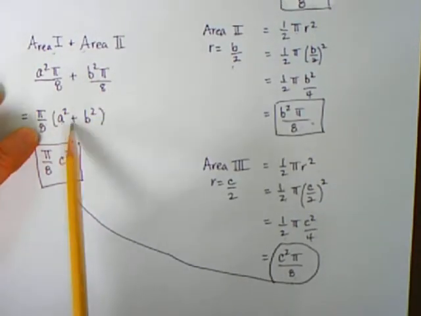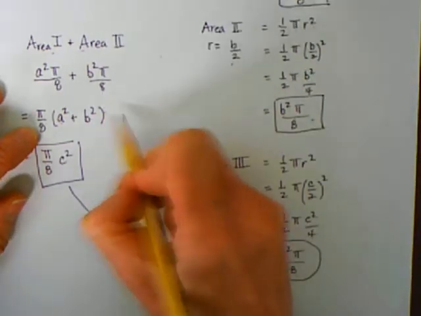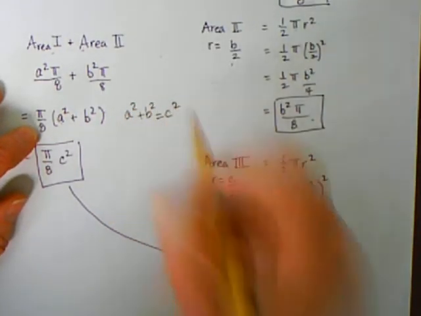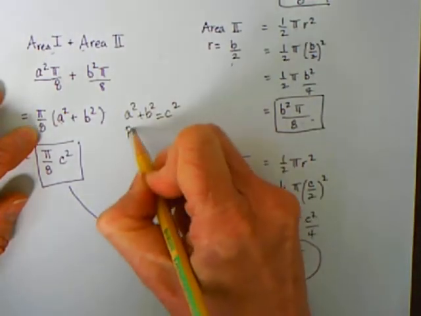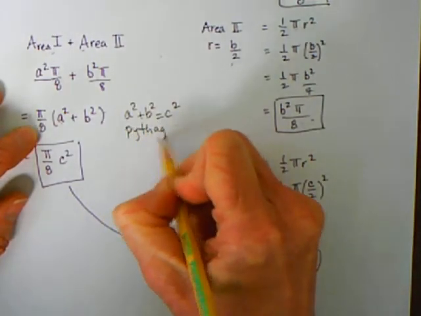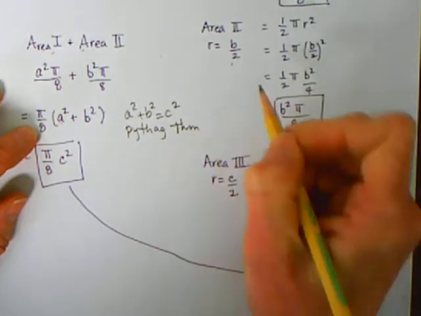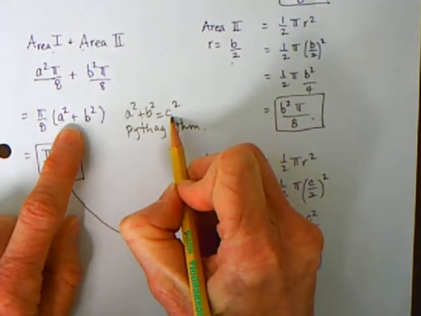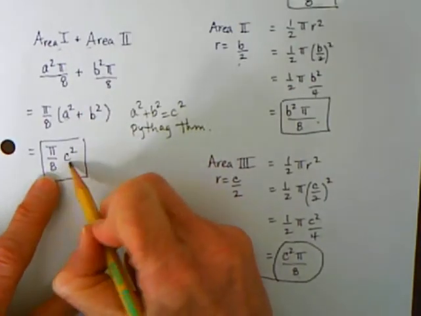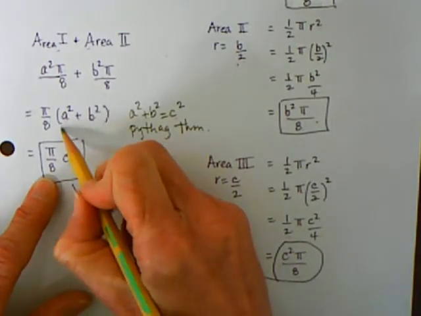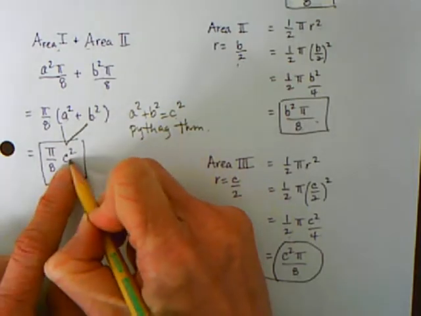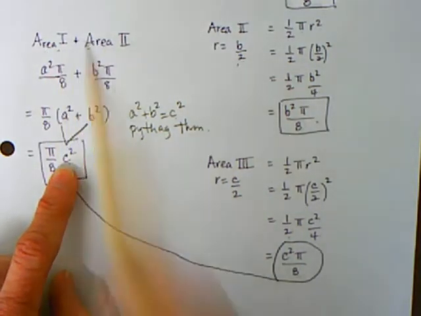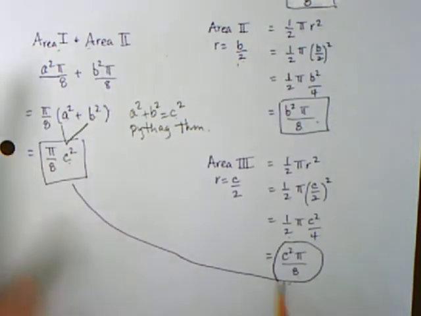But what do we know from the Pythagorean theorem? A squared plus B squared is equal to C squared from the Pythag theorem. So let me substitute into this equation a C squared. Pi over 8 times C squared. I just substituted right there. Well, lo and behold, area of 1 plus area of 2 equals area of 3.